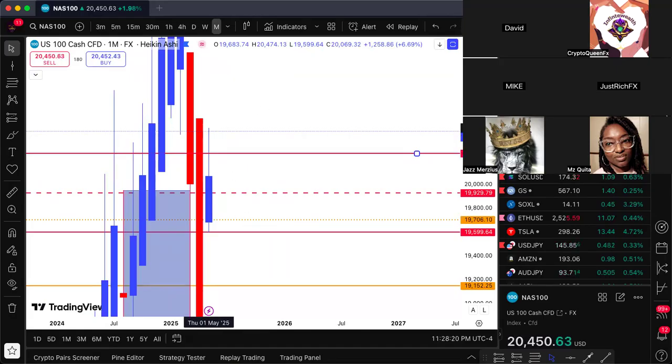You don't adjust the monthly unless it makes a new high or a new low. But Nas just made a new high, so I have to adjust the monthly so that the levels are correct.